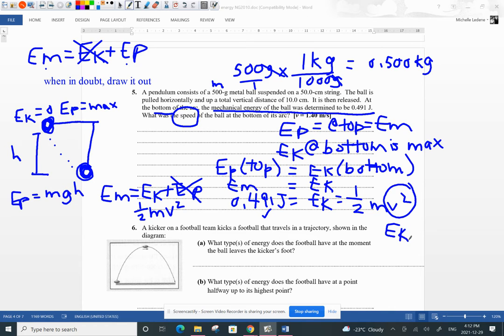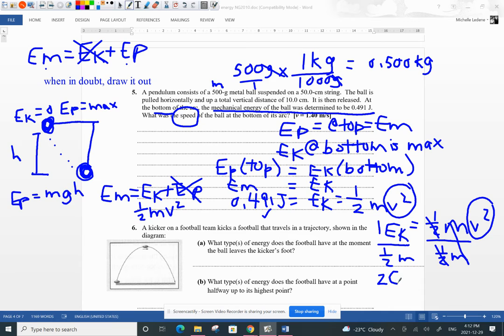Remember, we did EK is equal to 1/2 mv squared. We want to get v all by itself. We divide out 1/2 times m on both sides and cancel. Remember, you can leave it as this, or you can say that 1 divided by 1/2 is 2, so 2 EK over m is equal to v squared.